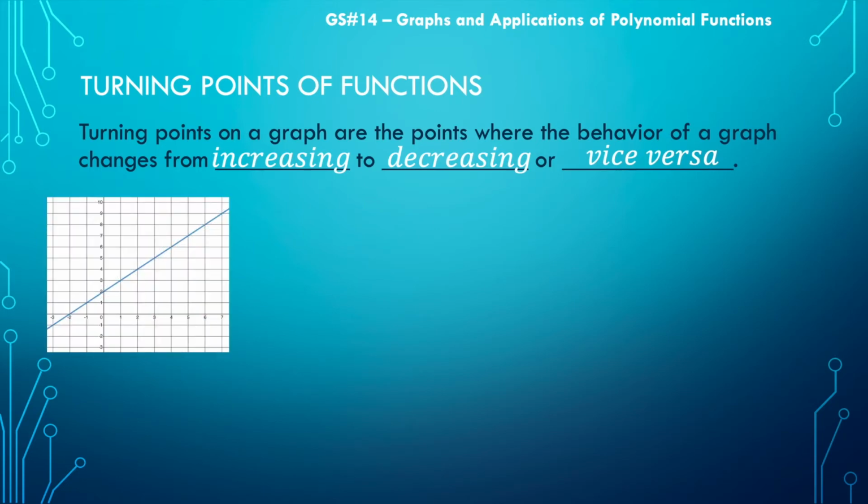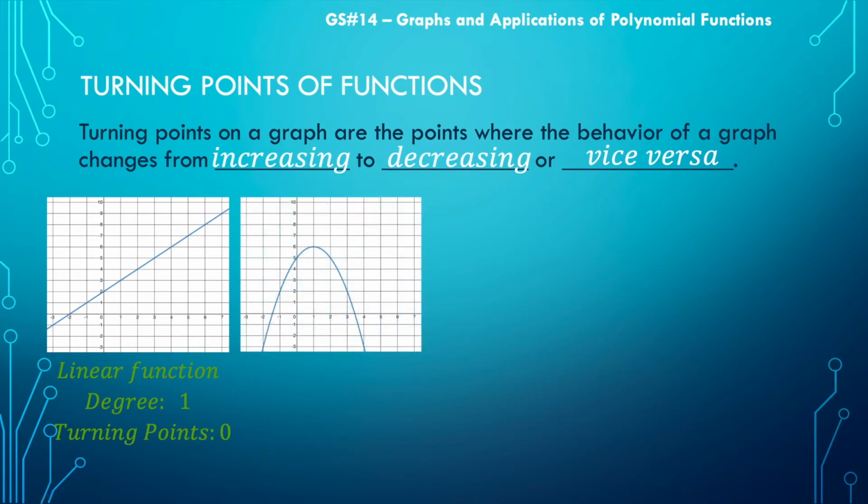We know that this is a linear function, and a linear function has a degree of 1. Now, tell me how many turning points you see here. Remember, a turning point is where a graph changes from increasing to decreasing or vice versa. Hopefully you said none. There are no turning points here because this graph is strictly increasing. It doesn't change at all. All right, let's look at another one.